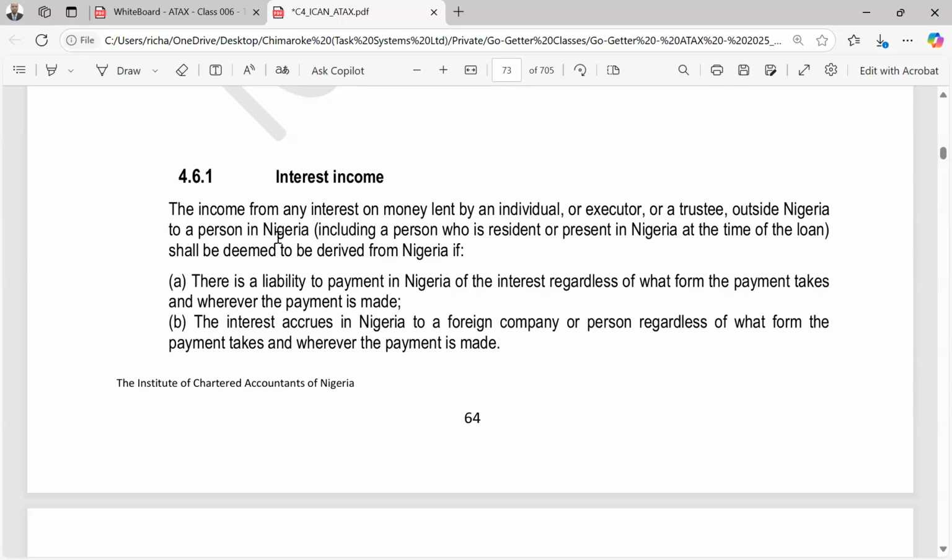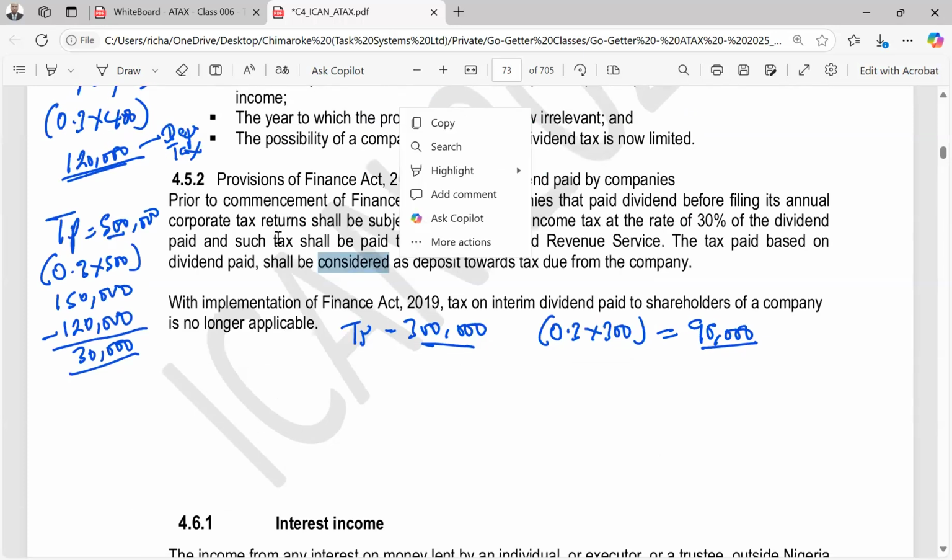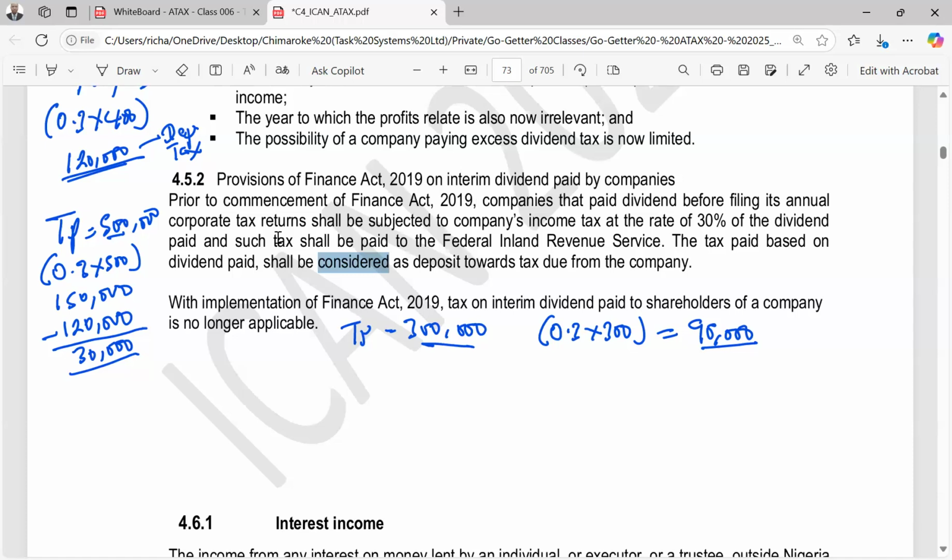Hello. Hi. Did you jump? Because you talked about prior to Finance Act 2019, you didn't tell us what happens after Finance Act. Sorry, they said prior to. Okay, you didn't, although we can see. With the implementation of Finance Act 2019, tax on interim dividends paid to shareholders of a company is no longer applicable. That is what I was about to say. Sorry, I jumped it. So when you collect tax on interim dividends, it is no longer applicable.